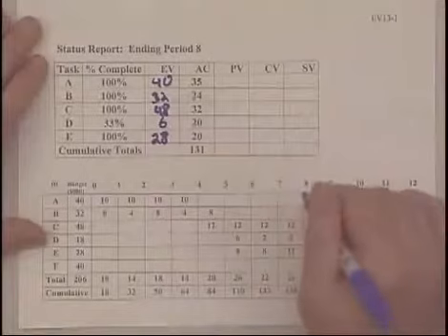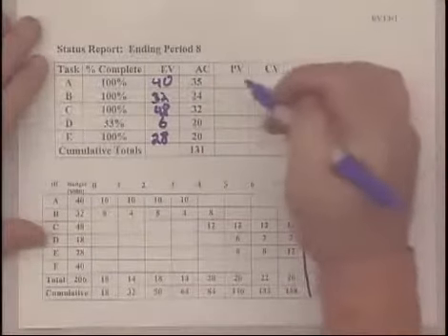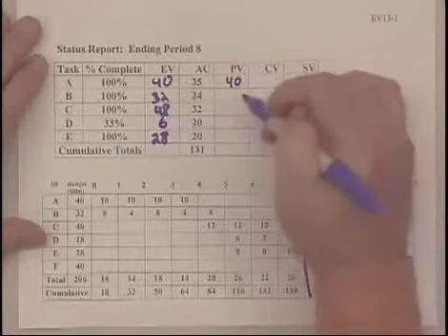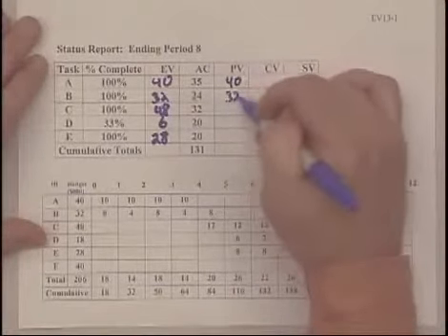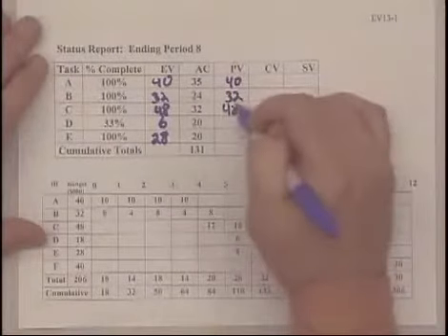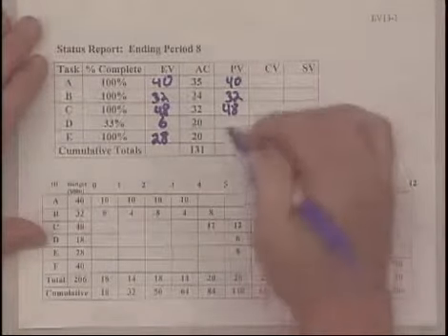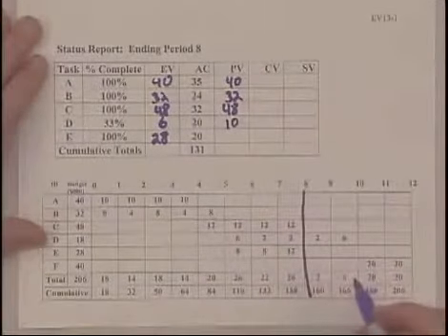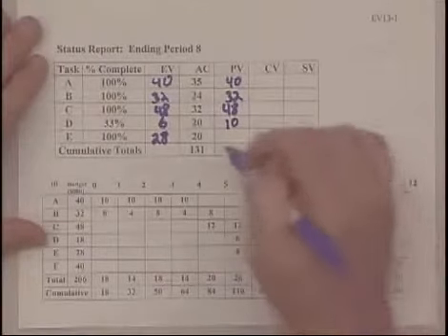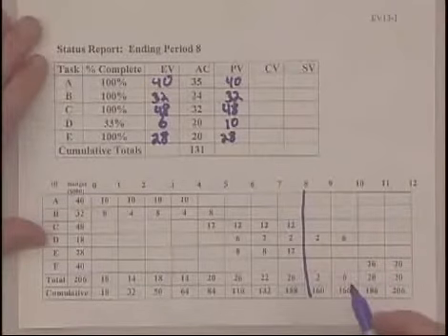And then we look at the end of the 8th period, what was supposed to be done. And sure enough, we know that A was supposed to be completed, and it was. B was supposed to be completed. We look at C. C was supposed to be completed, 48. In terms of D, $10,000 worth of work in D was supposed to be completed. And in terms of E, it was supposed to be 100% done, $28,000 worth of work.